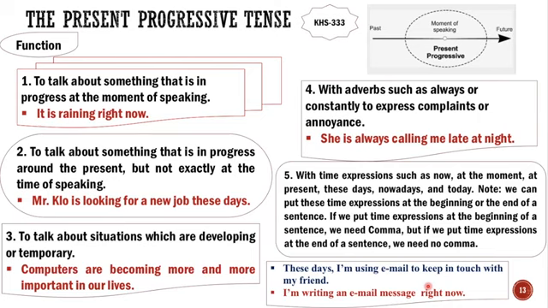You can see again the diagram of the uses of the present progressive tense. Here are activities in the past, and right now, the moment of speaking, which is the present progressive. And this is the future.